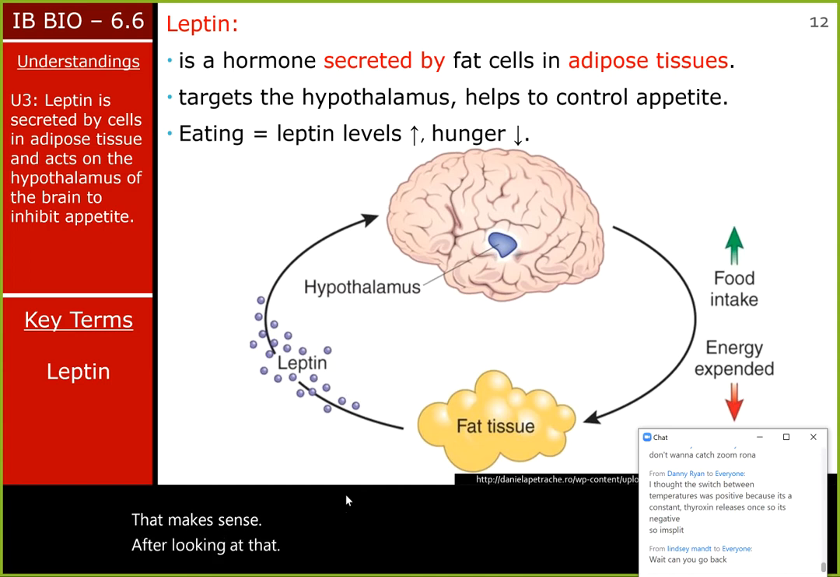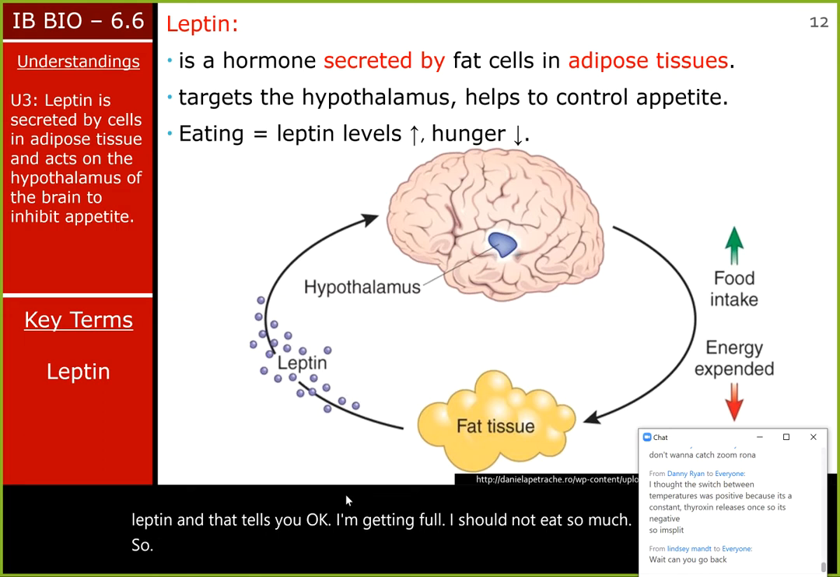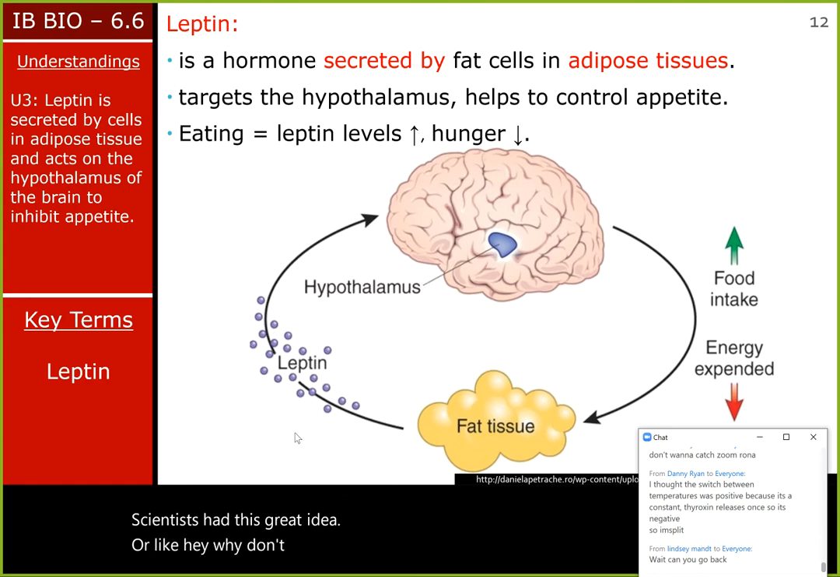So normally the way it's supposed to work is as you eat, your brain releases leptin, and that tells you, yo, okay, I'm getting full. I should not eat so much. So scientists had this great idea. We're like, hey, why don't we use this as like a diet drug?